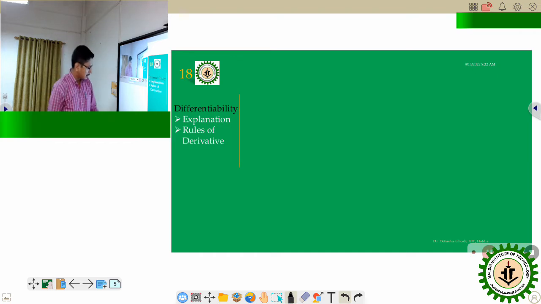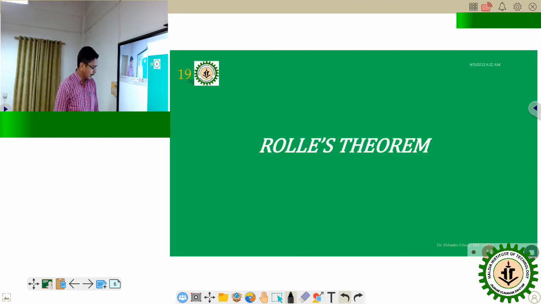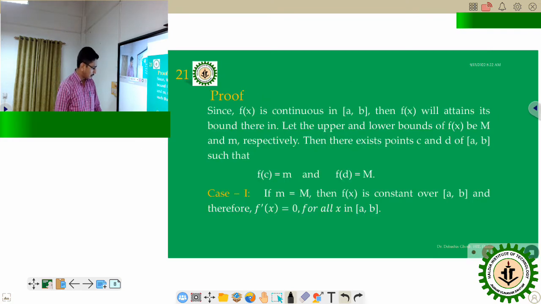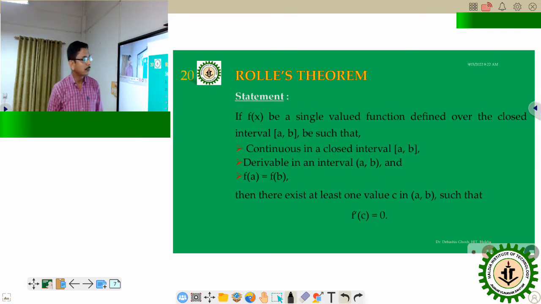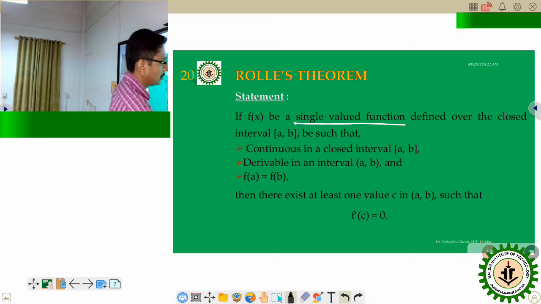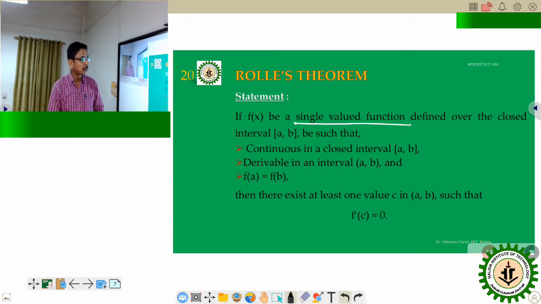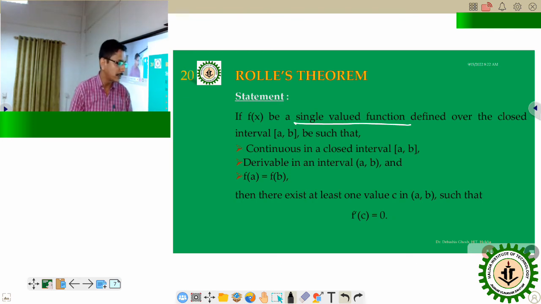Rather than skip that part, it comes to the application of your derivative. That is called Rolle's theorem. Rolle's theorem says that if you have a function which is single valued, that is most important, we will see why this is important. The function is single valued over the closed interval AB, the function is continuous in the closed interval AB, the function is differentiable over the open interval AB. That means that extreme points we are not considering here, and the functional values at the extreme points are equal. Then we can claim that you should have one point in between AB for which the derivative comes to 0.